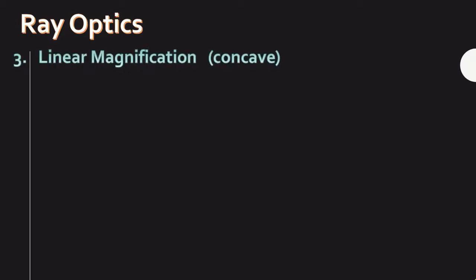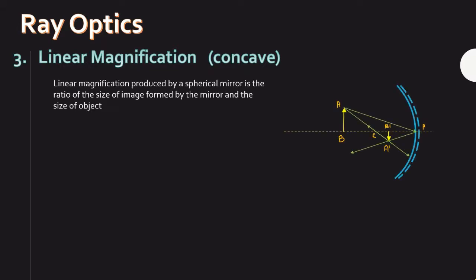So now presenting you with the third point of today's discussion, which will be based on linear magnification, and the first case that will be discussed will be based on the concave mirror. So presenting you with a concave mirror where an object AB has been placed in front of the mirror and we obtain A prime B prime as an image that is inverted.